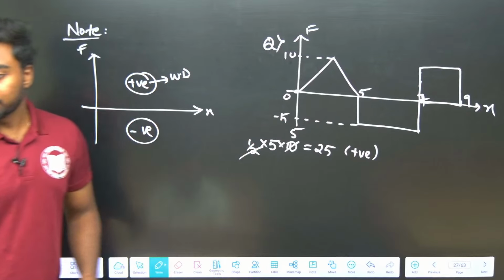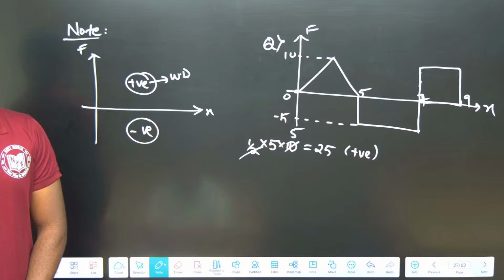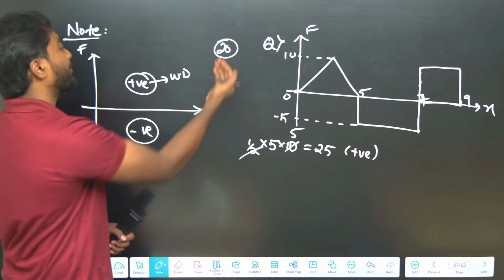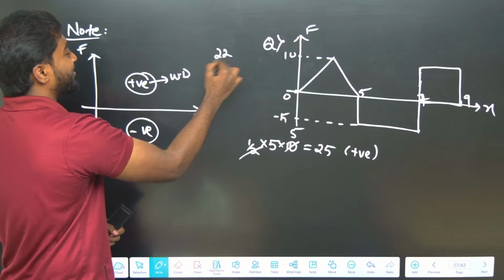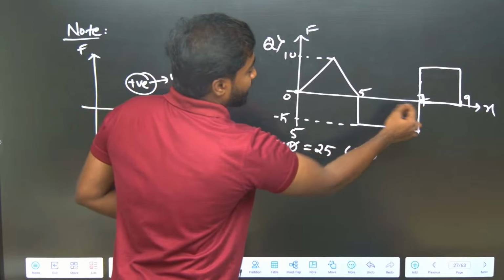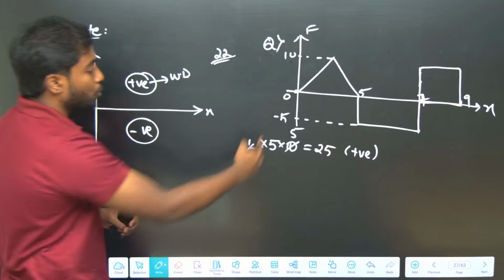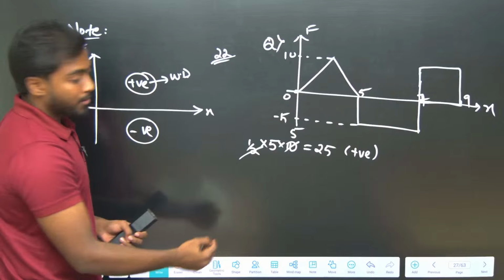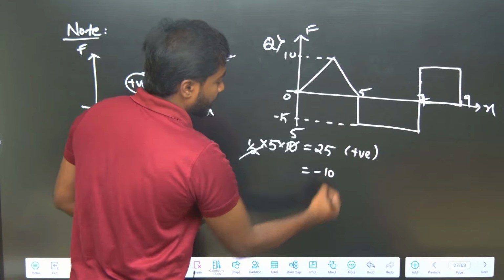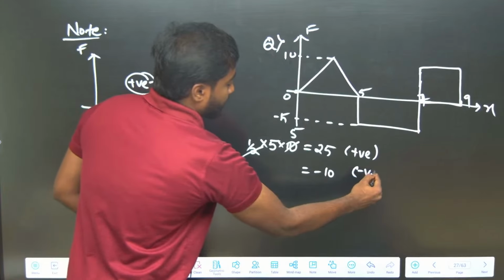Answer is... You told 20 joules; now it's changed to 22. Okay, fine. Now the down part. 7 minus 5 is 2, so 2 into 5 is minus 10. Minus 10, so it is negative.